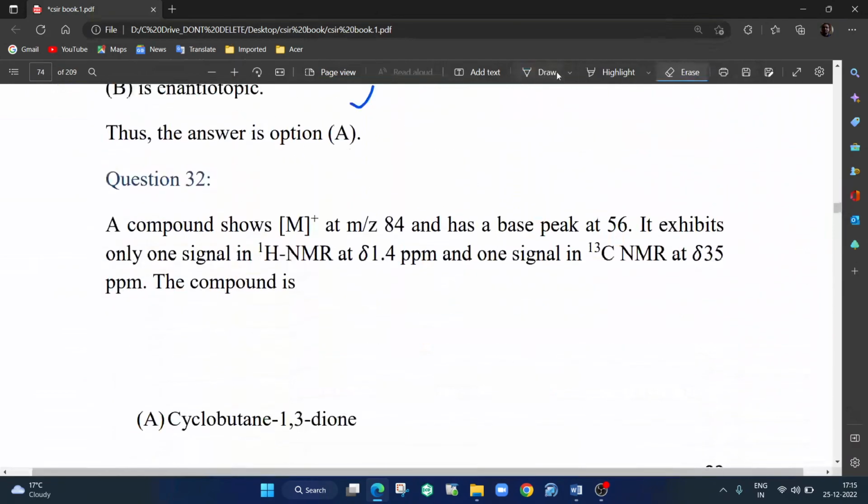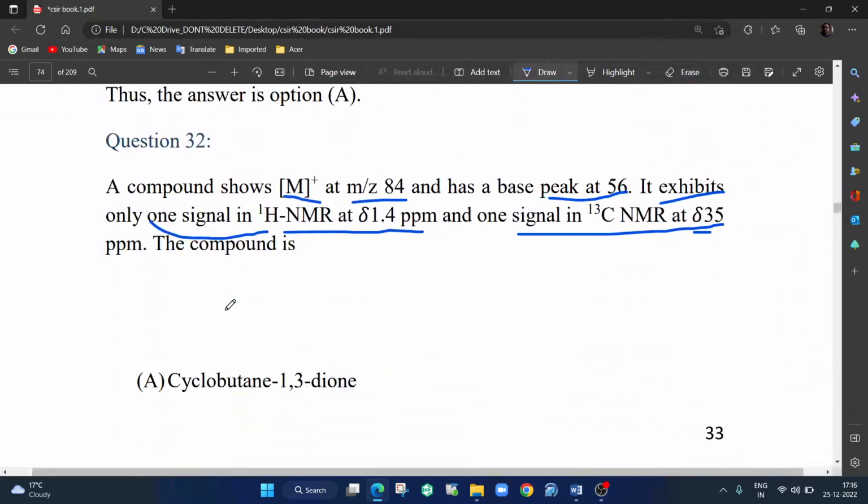Yeah, moving on to the next question, question number 32. It says a compound shows M plus at m/z 84. So this is the molecular ion peak, okay? And the base peak, that means after breaking up somewhere it forms some ion which is more stable than the molecular ion peak, is coming at 56. It exhibits only one single peak in proton NMR at 1.4 ppm. It's quite low, okay? And one signal in 13C NMR also, it is showing only one peak at delta 35 ppm.